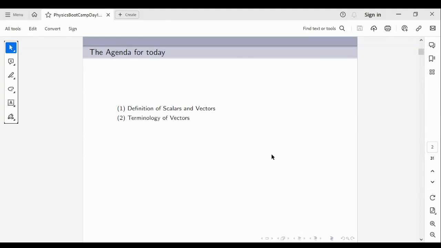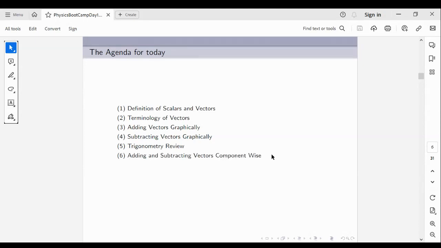The terminology of vectors. We're going to add vectors graphically from what you learned in high school, adding them head to tail. We're going to subtract vectors graphically. We're going to have a trigonometry review so we can then learn to add them component-wise. Then you'll hear about something called the dot product and the cross product, which are two operations that you can do with two vectors and get a geometrical result that is actually meaningful. Without further ado, let's get started.